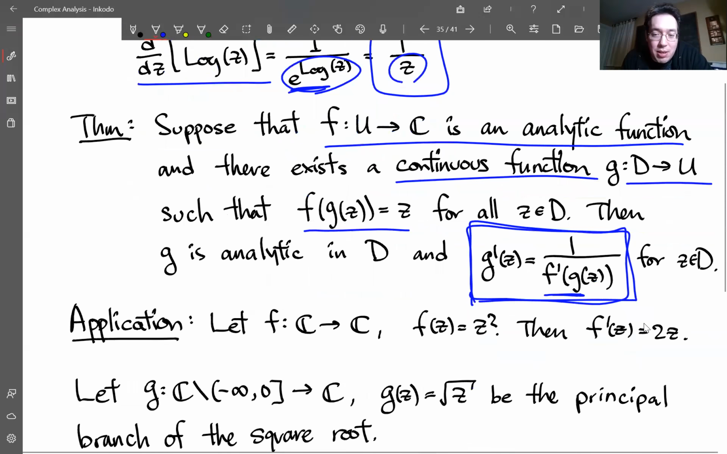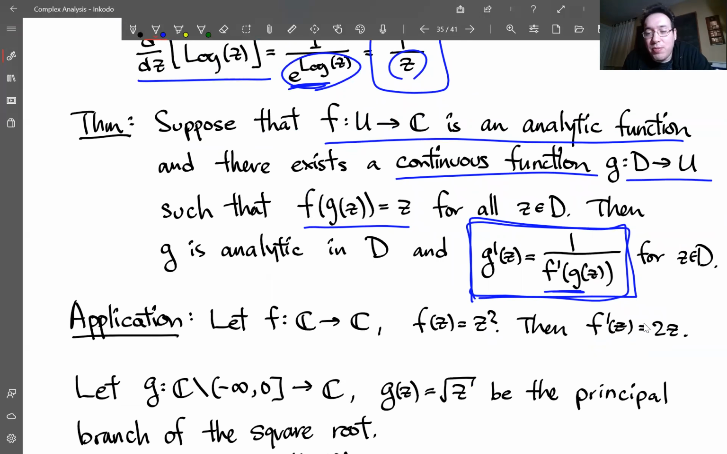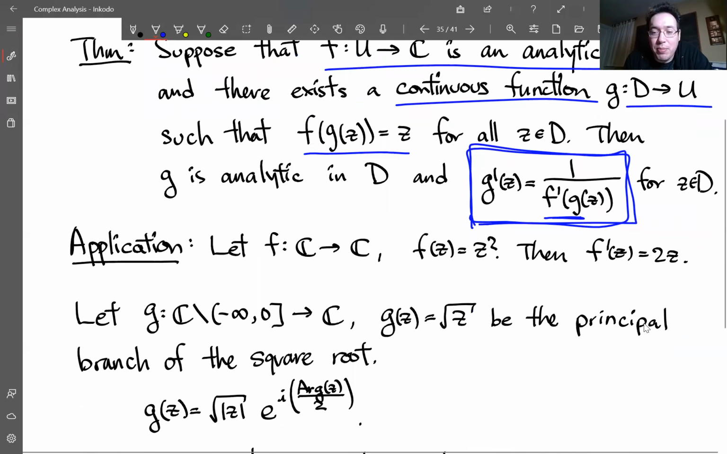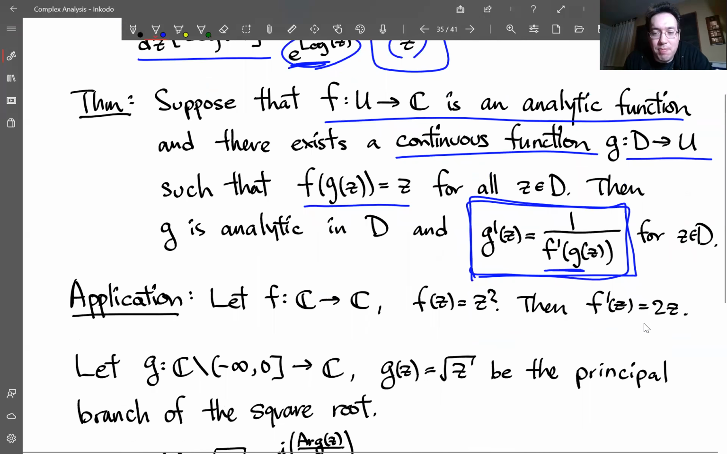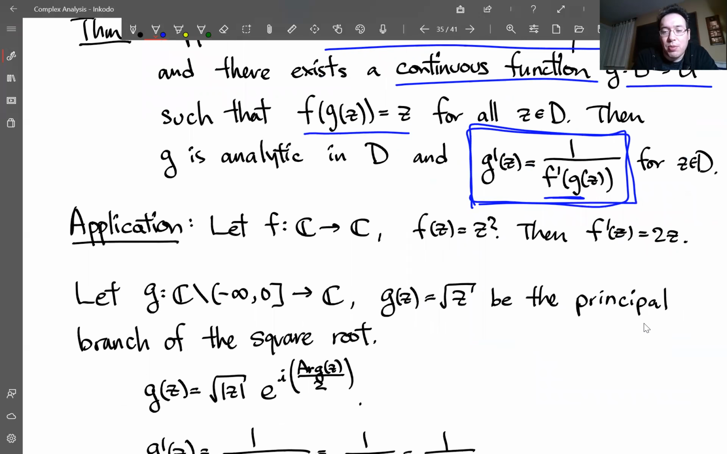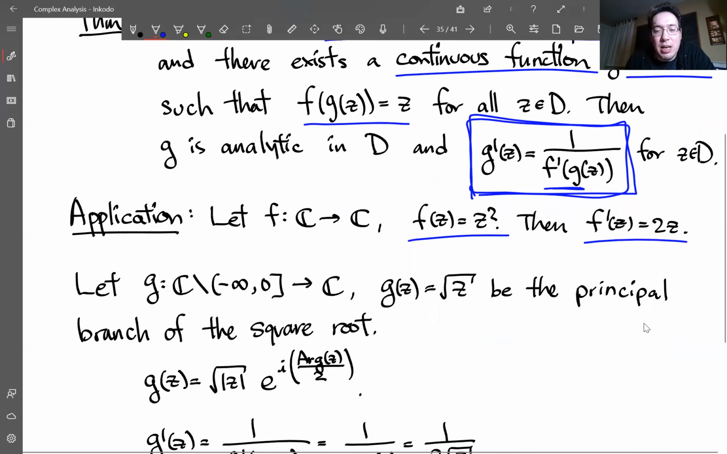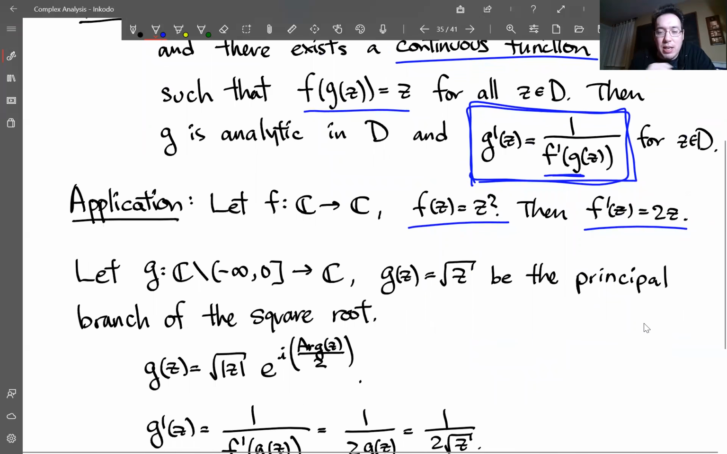Okay, let's try using it. So we could show that the square root function is analytic, and we can get the derivative at the same time using this theorem. So let's say that the original function is z squared, and we know a polynomial is analytic, so we're good. And we know the derivative is equal to 2z. And let's look at the inverse here. So we want to look at the square root of z.